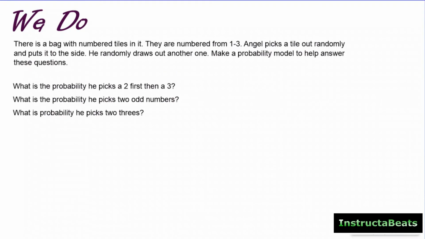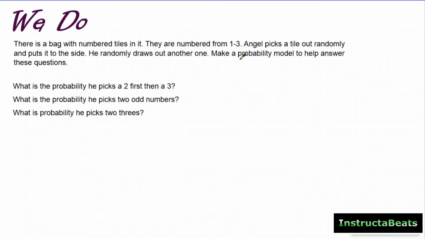All right, so for our we do problem, we're looking at almost the exact same question. I just changed the tiles numbered from 1 to 3 because otherwise my tree map was going to be way too big. It says there's a bag with numbered tiles in it. They're numbered from 1 to 3. Angel picks a tile out randomly and puts it to the side. He randomly draws out another one.